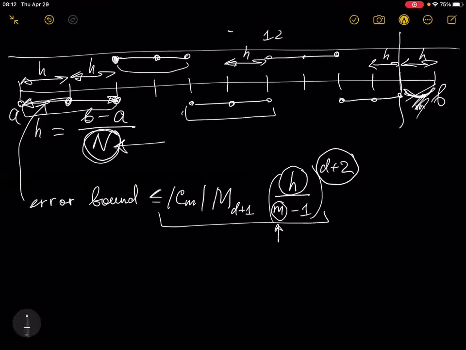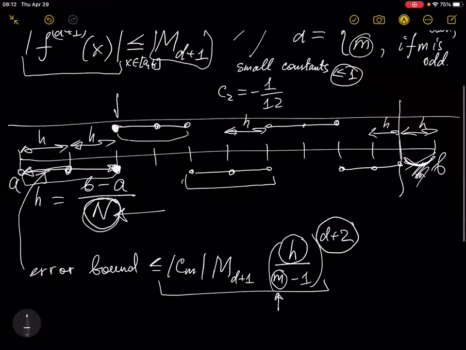Pay attention now that we don't need to evaluate our function twice in this point, for example. In this point, we also can use the evaluation of our function here. In this one as well.